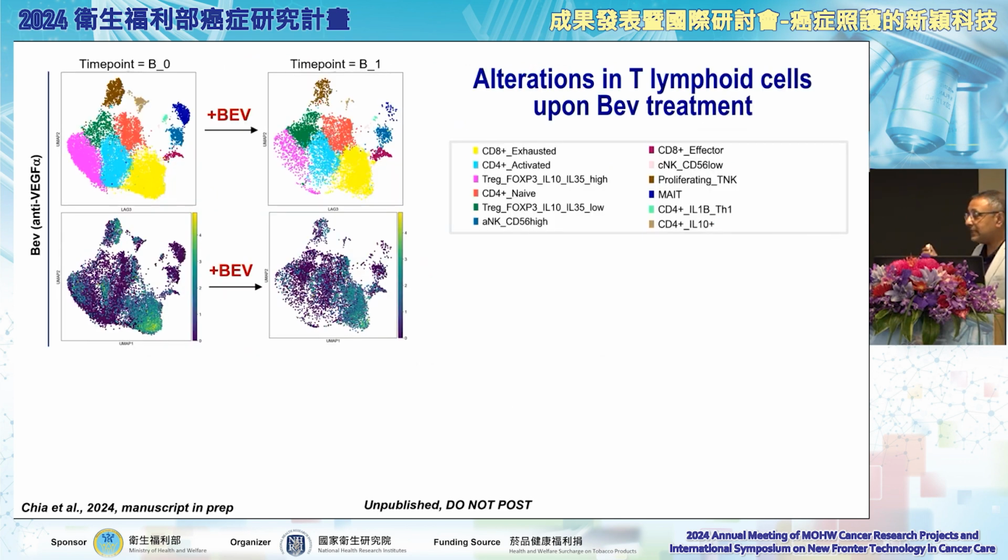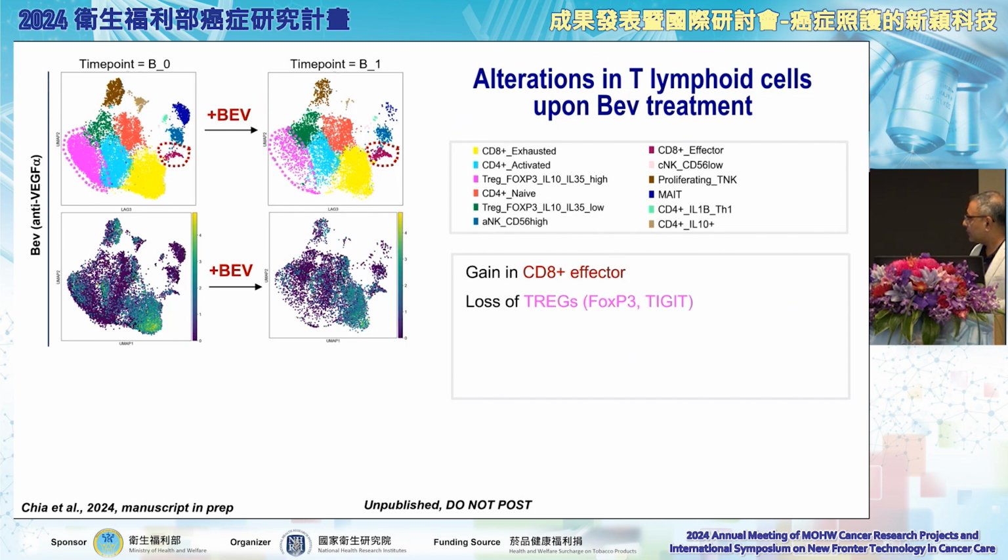What happens to the T cells? So this is just looking at the T cell UMAP. What we find is that there is a gain in these effector CD8 populations, and these are the ones with granzyme and perforin. There is also a loss of Tregs, which is this pink.